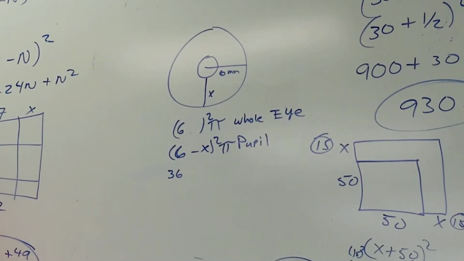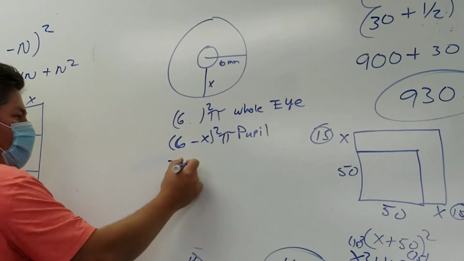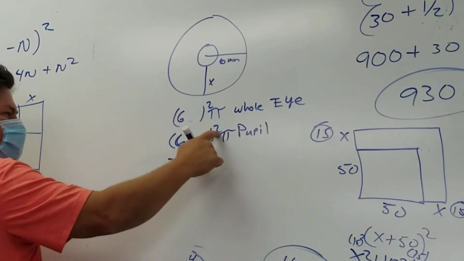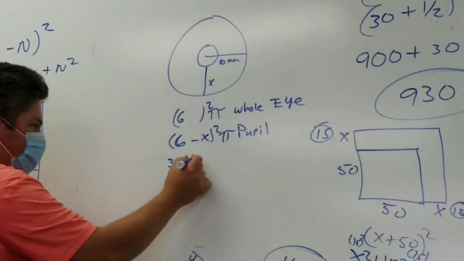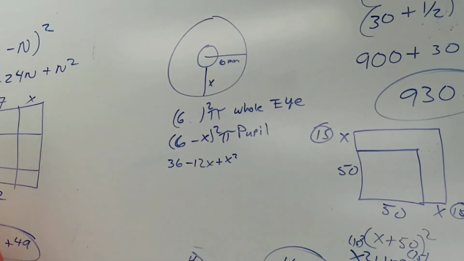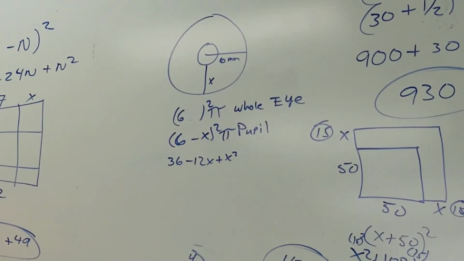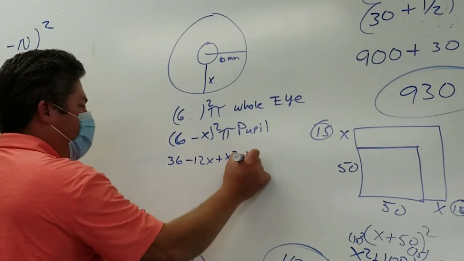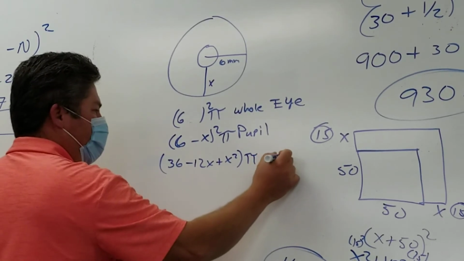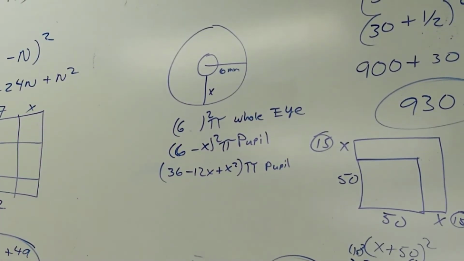And then first term times second term doubled. Go ahead, Alex. Minus 12x. Last term squared, plus x squared. A lot of kids mess that sign up. It's a negative times a negative, so it'll be positive. Okay, so that's it, times pi. This is the pupil area. That's the answer to A. Okay, what does B say?